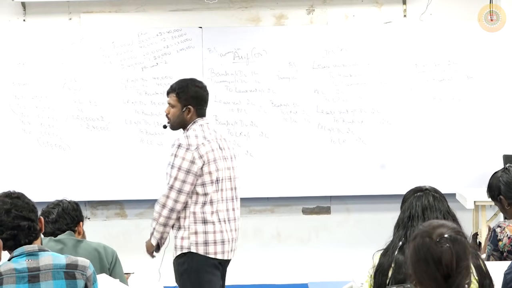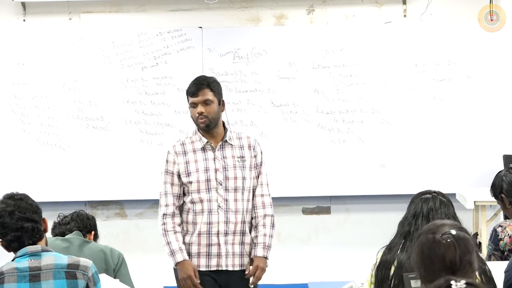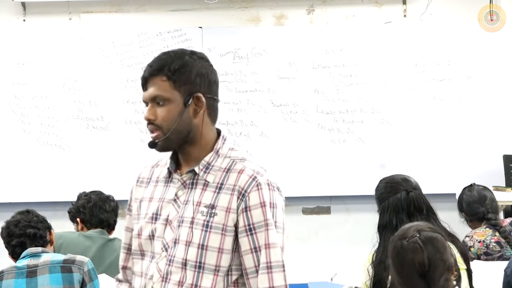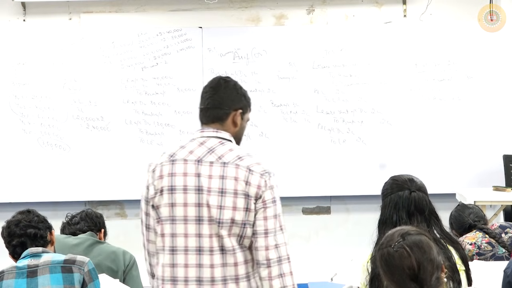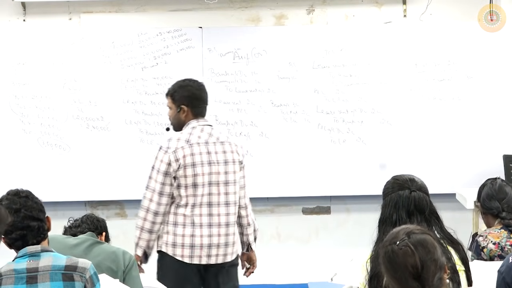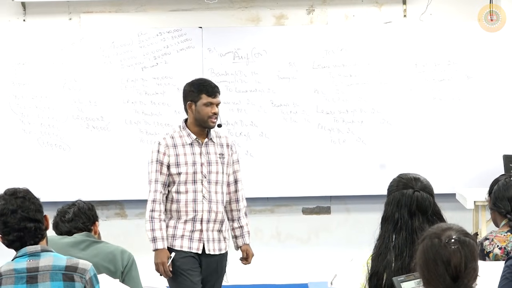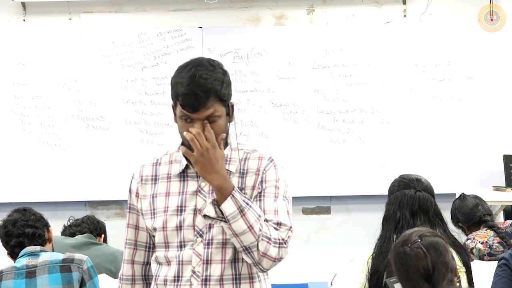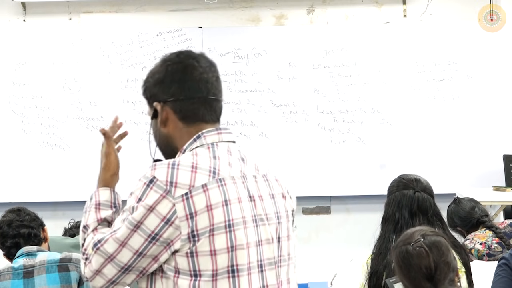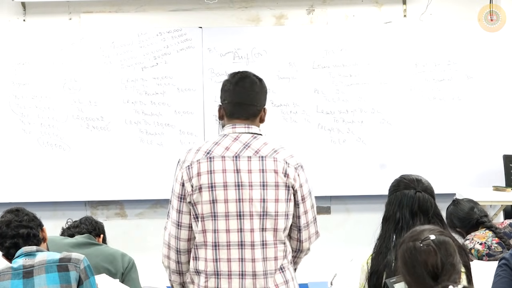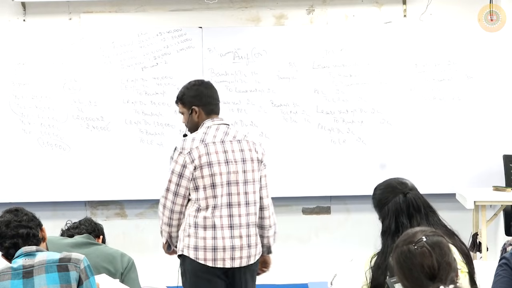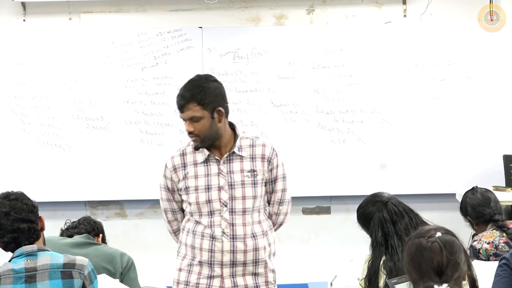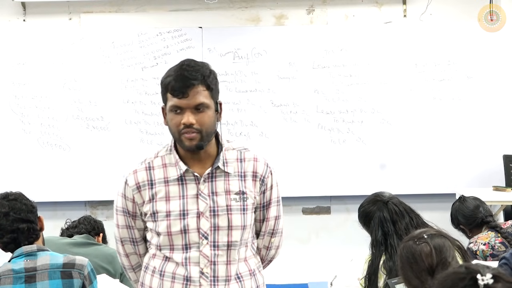Write here: cost of the machinery, cost is equal to 1,50,000. Profit margin, how much profit? 30%. So how much we have to recover? Total amount to be recovered 1,95,000.